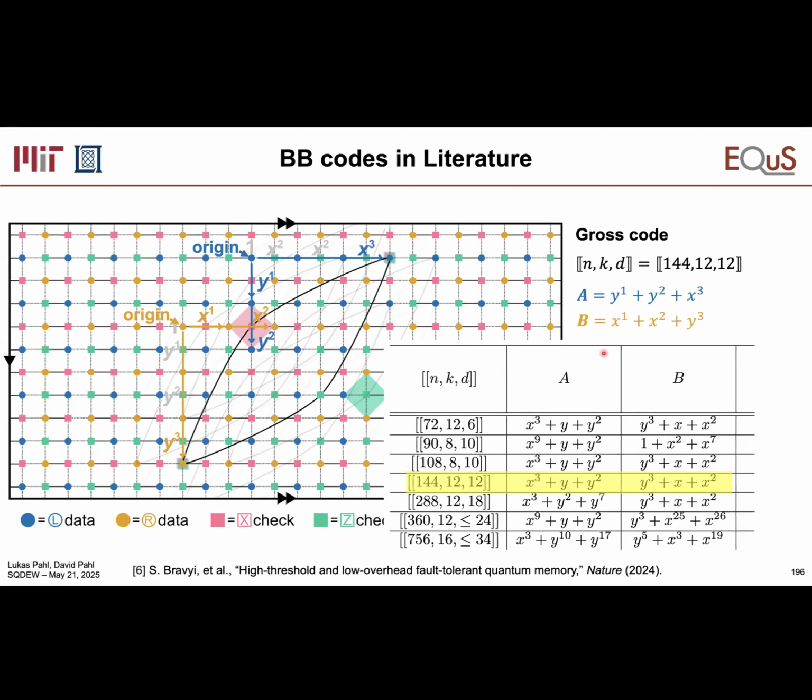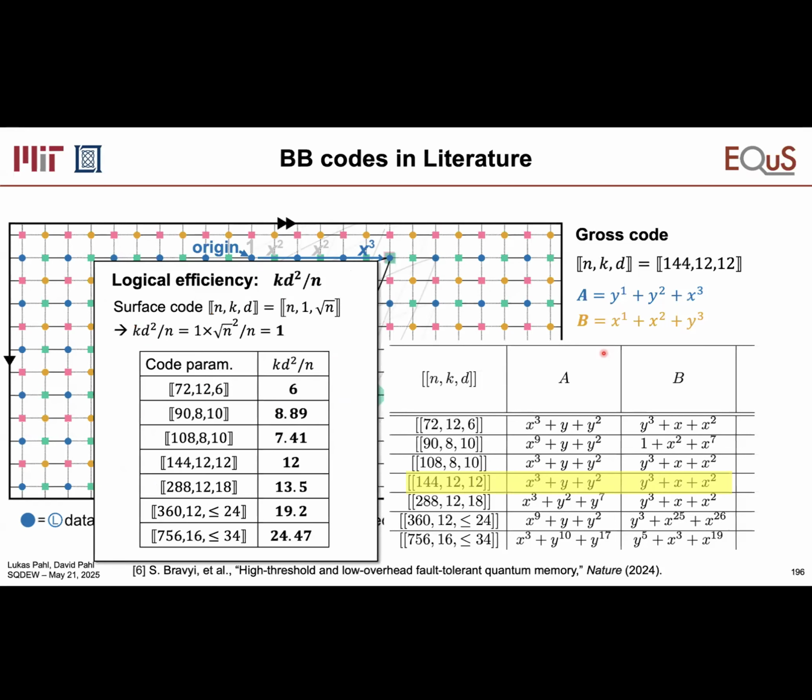It's not entirely clear how this polynomial leads to that NKD, but this is a good segue to what I want to show over here. You can use this NKD to create a metric called the logical efficiency. It's sort of the goodness or the performance of each code. K, the number of logical qubits, we want that. D is also the distance of the code, also something good, we want that to be high. And N is the number of physical qubits or data qubits required to build it.